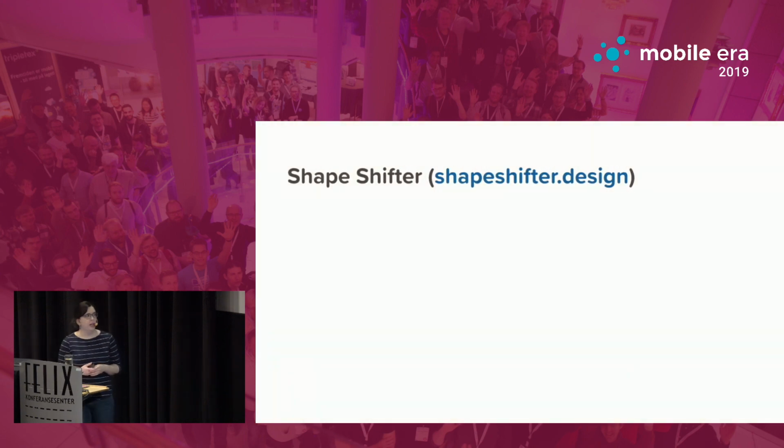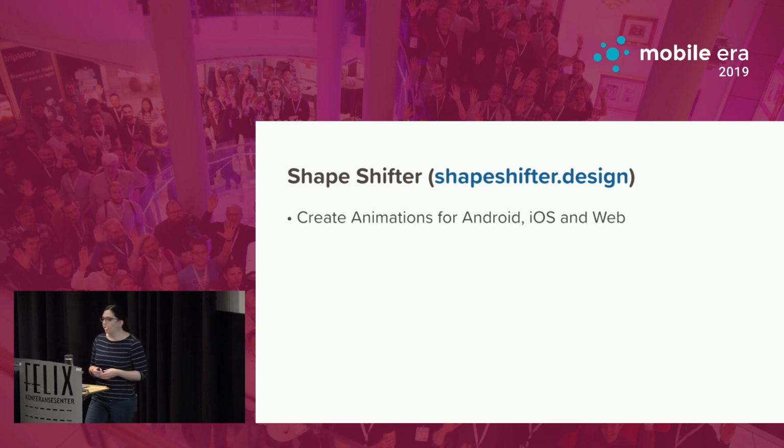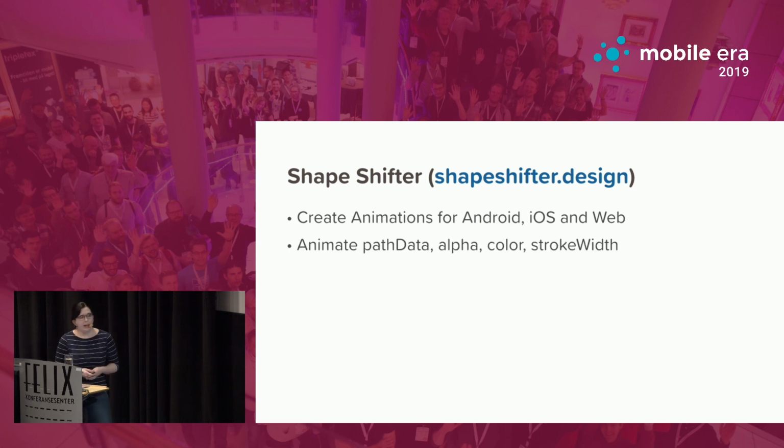So what is Shapeshifter? It's an online tool that can be found at shapeshifter.design. It allows you to create animations for Android, iOS, and web, so not just for Android, but for other platforms as well. You can animate various things of an SVG or a vector drawable, such as your path data, the alpha, color, stroke width, that kind of thing. It's made by a guy called Alex Lockwood, and he's got a lot of great content online about how to use it, so definitely try to follow him to see more about it.